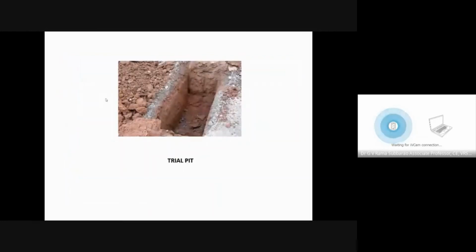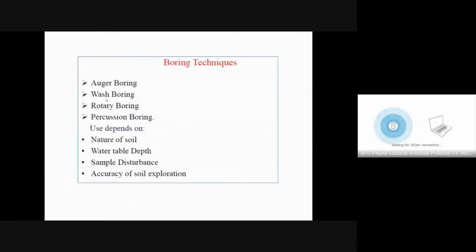If the soil is good like this, as I showed you, you can go for auger boring. Now you can see different boring techniques: auger boring, wash boring, rotary boring, percussion boring. So these are the different methods of boring: auger boring, wash boring, rotary boring, percussion boring.